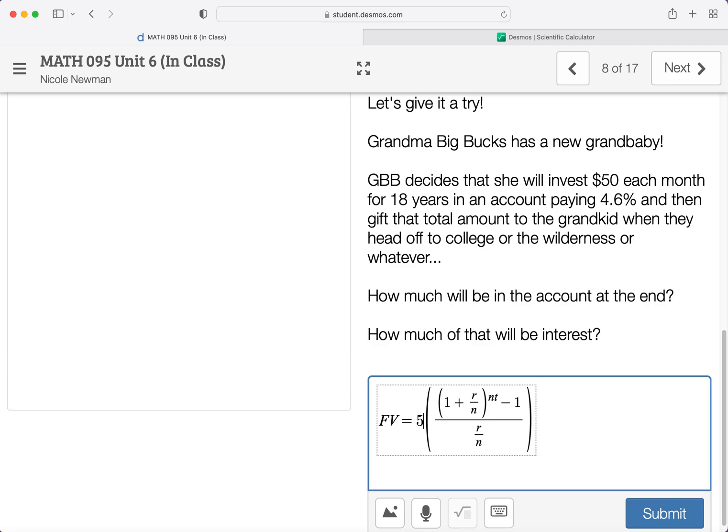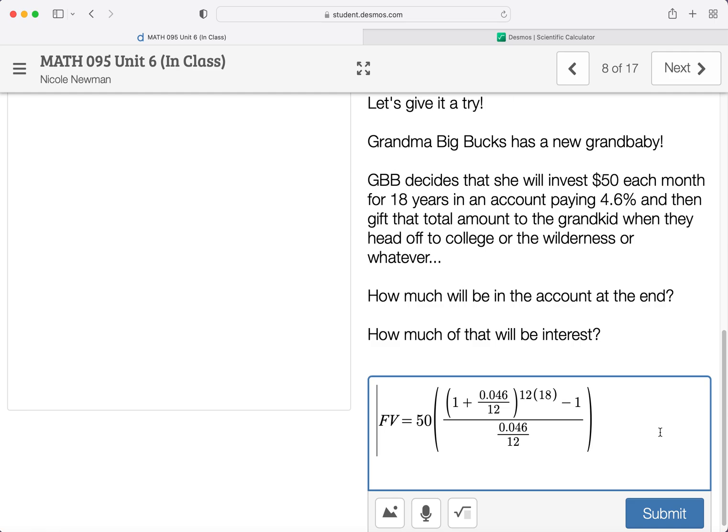She's putting in $50 every month. 4.6% interest is 0.046 in its decimal form. Let's put those where they go. These are monthly payments, so the n is 12, like it has been the rest of the time today. And then the timing here is 18 years, so 12 times 18. All right, so there's the formula all filled in.